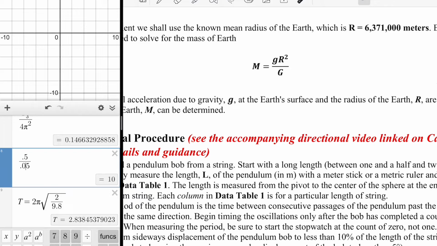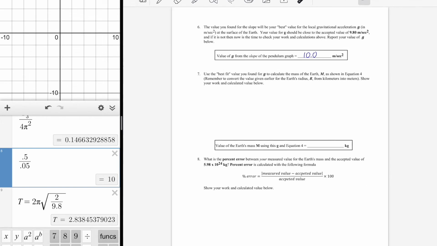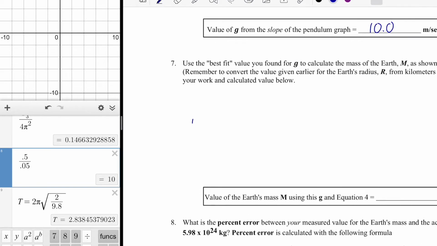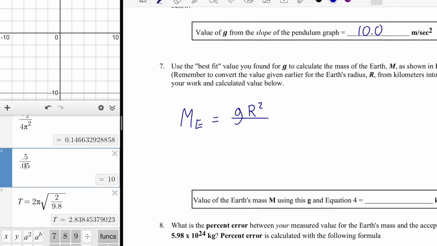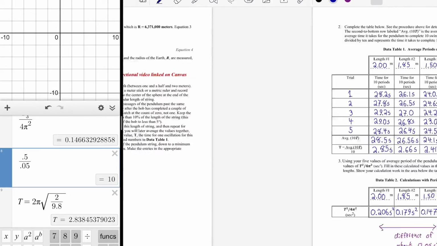Okay, so this is the formula we're going to use: M equals little g R squared over big G. So let's put that in. So M of the Earth is little g, big R squared, over, sorry, over big G. Did I do that correctly? Let's see. Yep. All right.